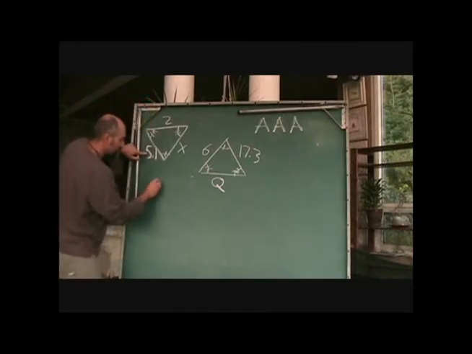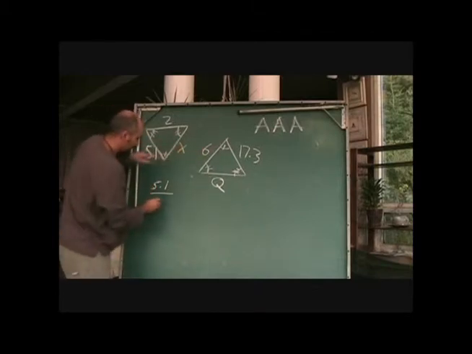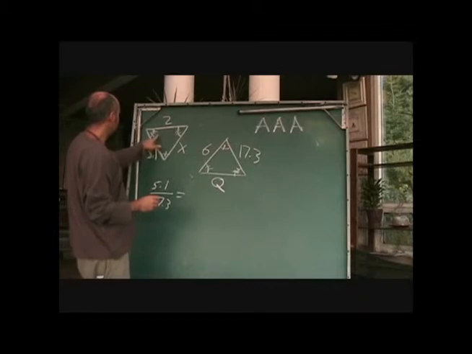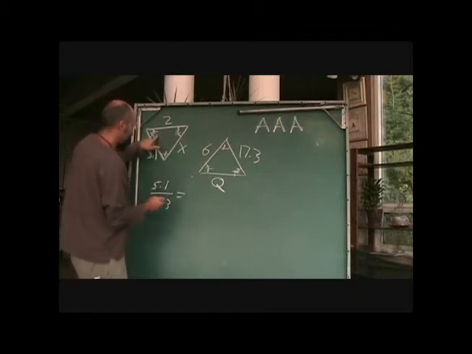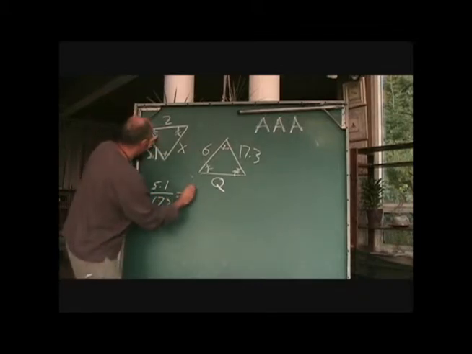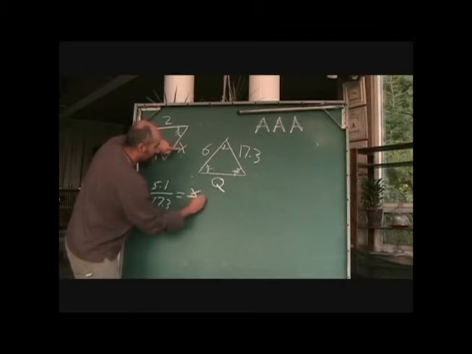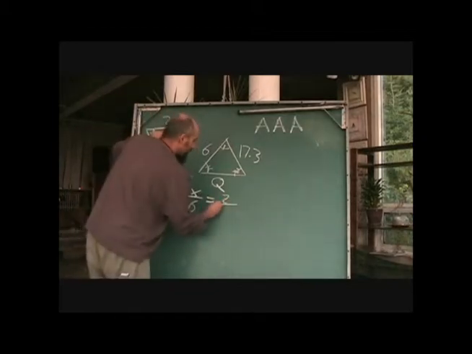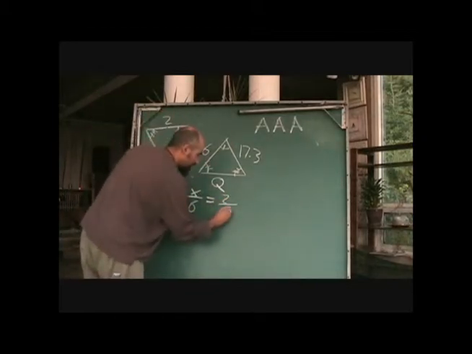So what you're going to do is say 5.1 over 17.3 must be equal to, here's a triple side, x over 6, must be equal to, here's a single side, 2 over q.